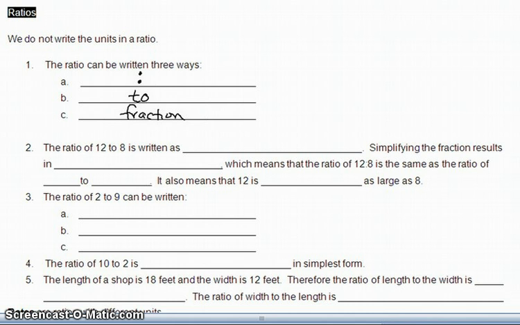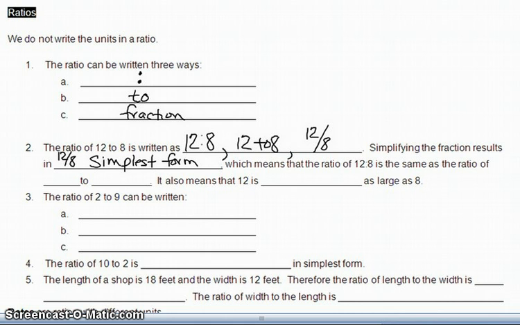So in our first example, we have the ratio of 12 to 8, and if we use these three ways, we can write it 12 colon 8, or 12 to 8, or 12 over 8. And they all mean the same thing. And we can simplify that by simplifying our fraction, 12 eighths, and getting it into simplest form. That means canceling any like factors in the numerator or the denominator.